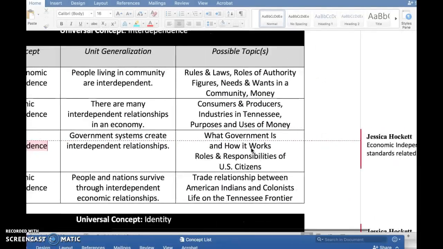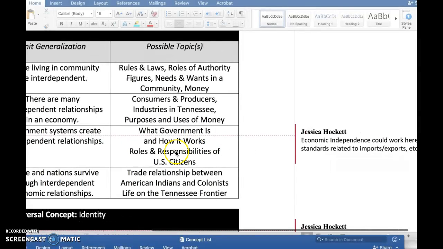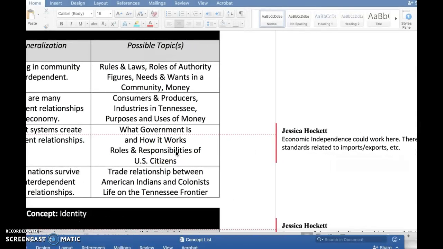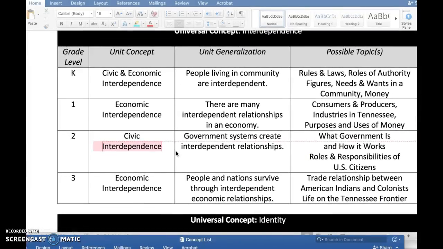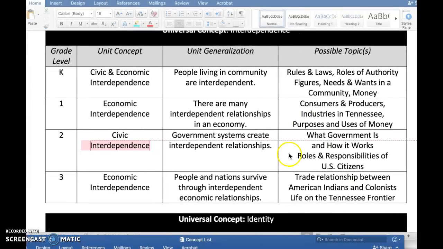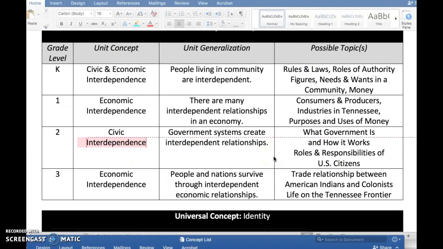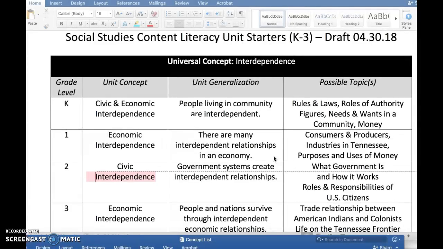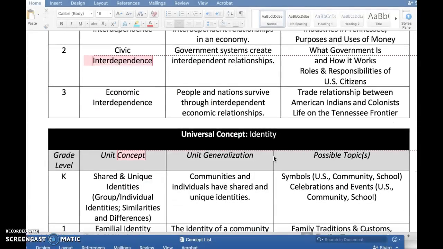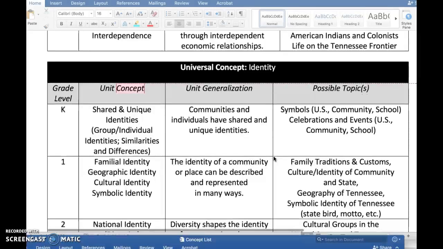For interdependence, I noted in the side here that economic interdependence could also work for second grade because there are some standards related to imports, exports, etc., trade. So that could work in here as well. That's the interdependence example, again, subject to your feedback. I can't wait to hear what you think.